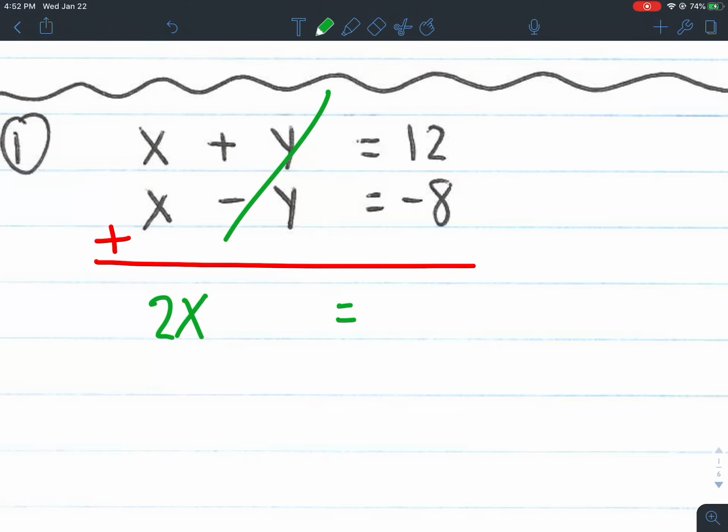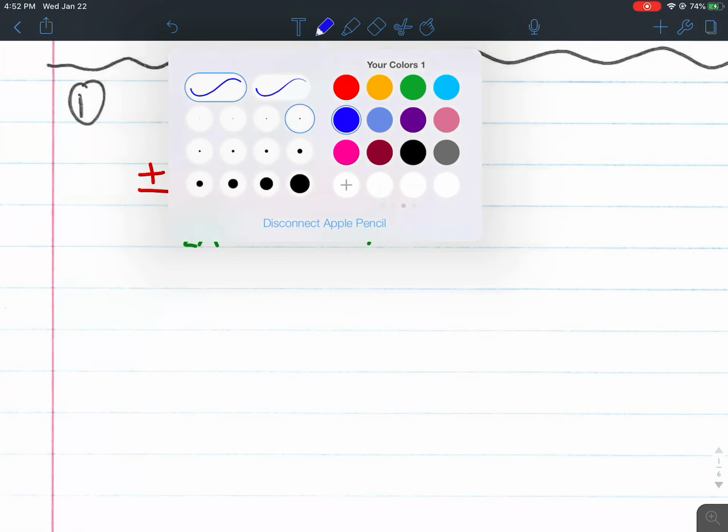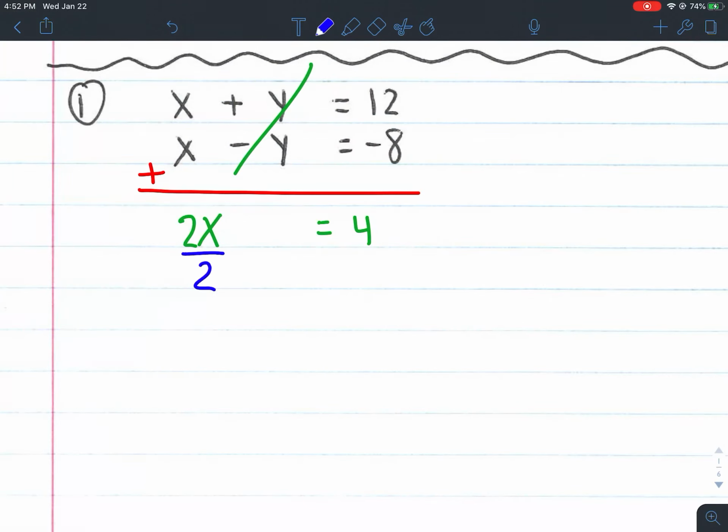And then you keep going. 12 plus negative 8 is going to be positive 4. So now at this point, all you have is 2x equals 4. Well, how do you get x by itself? You divide both sides by 2, and you get x equals 2. Is this our answer? No, right? Because even with graphing, it's going to be a point. With substitution, it's a point. We're trying to figure out where these two equations cross.